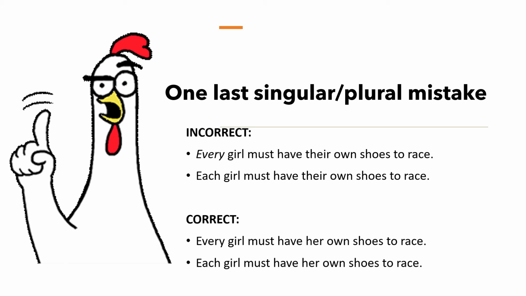This one's a biggie, guys, so pay attention. Let's look at an incorrect sentence. Every girl must have their own shoes to race. Look at the next sentence. Each girl must have their own shoes to race. Oh my goodness, I see so many people trip up on this, and they think if they change every girl must have their own shoes to each girl, then it's correct. And I'm like, no, it's not.